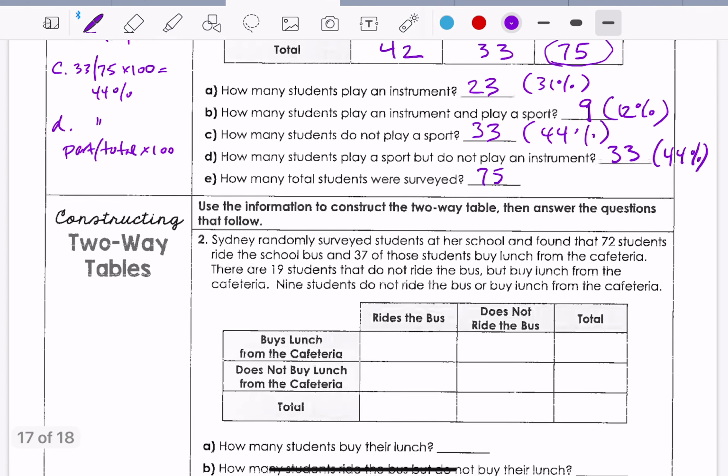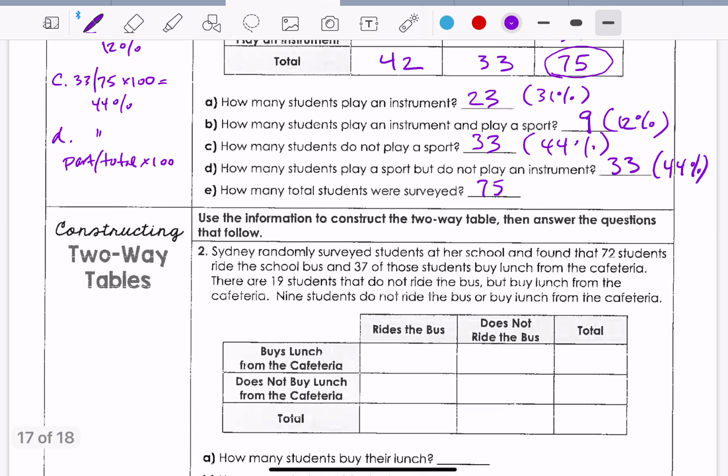This one, they didn't fill in the numbers. They gave you the situation, so they're telling you everything, and then they want you to fill this in. So let's read through this. Sydney randomly surveyed students at her school and found that 72 students ride the school bus, and 37 of those students buy lunch from the cafeteria. There are 19 students that do not ride the bus, but buy lunch from the cafeteria. 9 students do not ride the bus or buy lunch from the cafeteria.